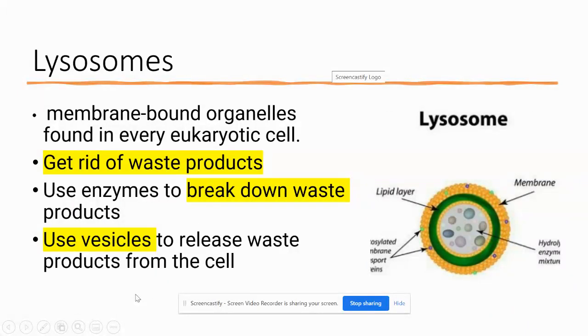Okay, the next organelle is the lysosome. These are found in every eukaryotic cell, so that includes plant and animal cells. Lysosomes get rid of waste products. Maybe before you've heard them called the trashman or recycling of the cell. And they actually use enzymes. These enzymes are very important because they are able to break down various waste products inside of a cell. Without a lysosome, you would get a buildup of waste, and that could be a very toxic and dangerous situation. Lysosomes partner with vesicles to release large amounts of waste products from the cell.